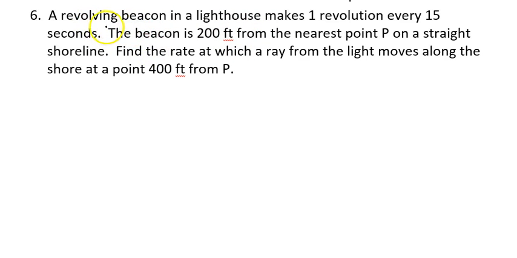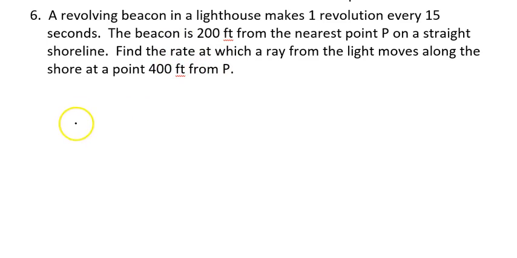So let's read this. It says a revolving beacon in a lighthouse makes 1 revolution every 15 seconds. The beacon is 200 feet from the nearest point P on a straight shoreline. Find the rate at which the ray from the light moves along the shore at a point 400 feet from P. So this is one of those that if you need to reread it because there's a lot going on right here.